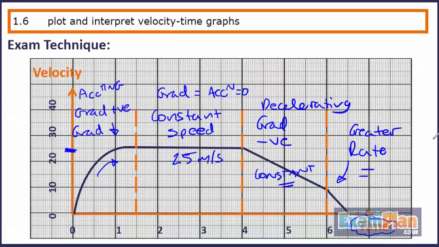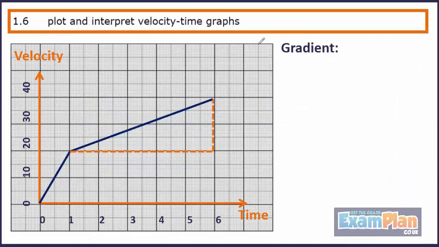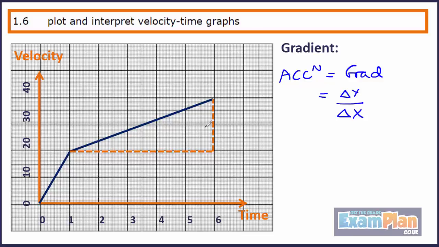Gradient. You need to be able to calculate the acceleration from a velocity time graph. We already know that acceleration is the gradient of the graph. So, to calculate the acceleration, we can calculate the gradient. To find the gradient, we do the change in y, in this case velocity, divided by the change in x, in this case time.